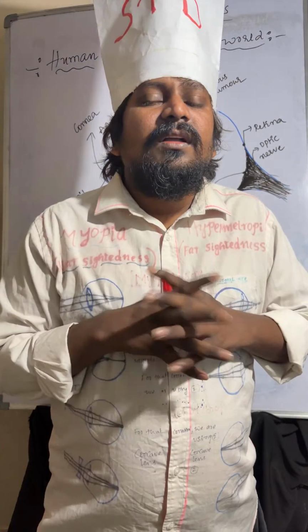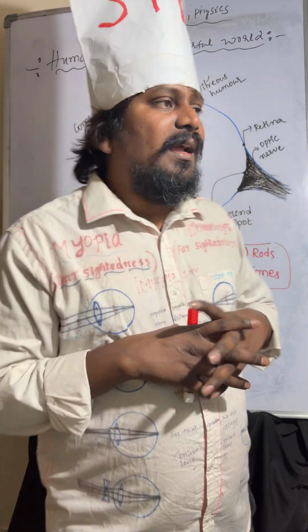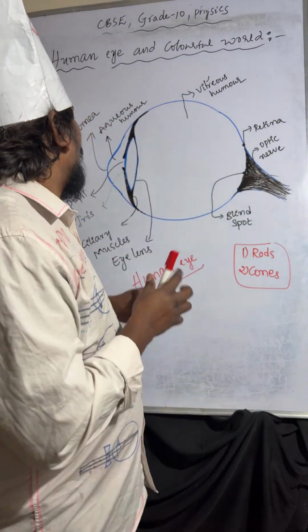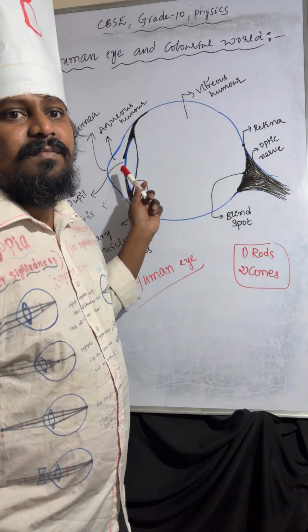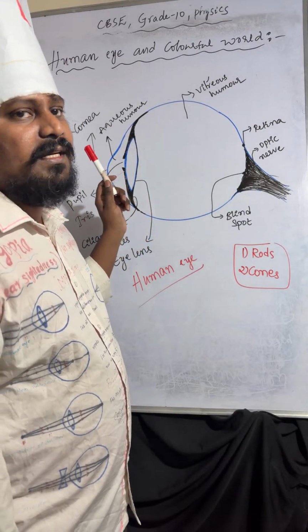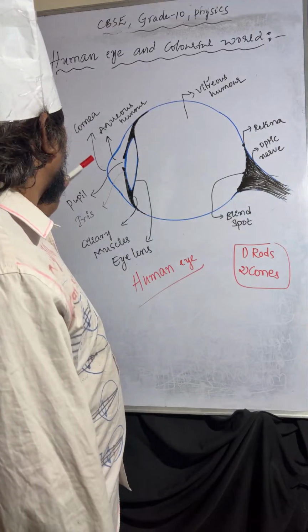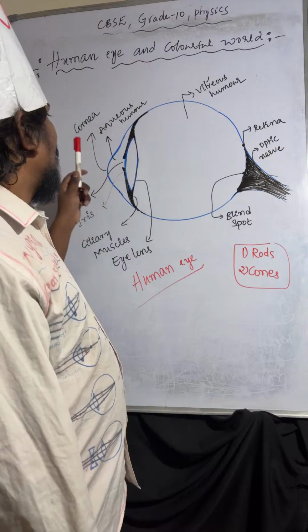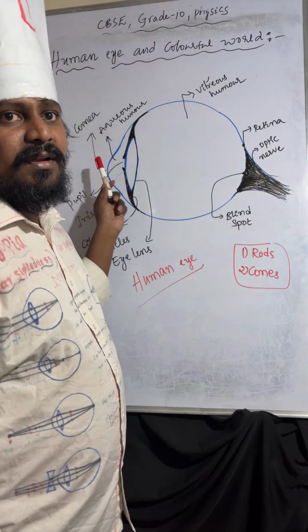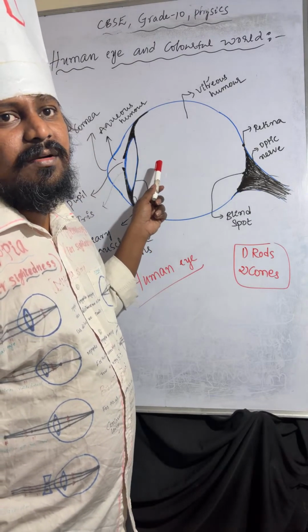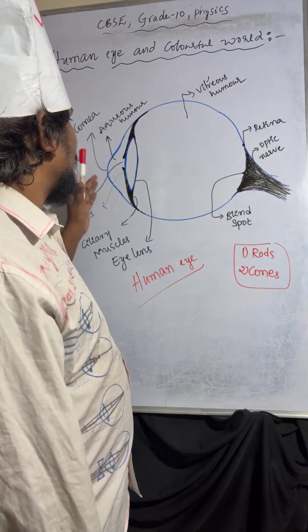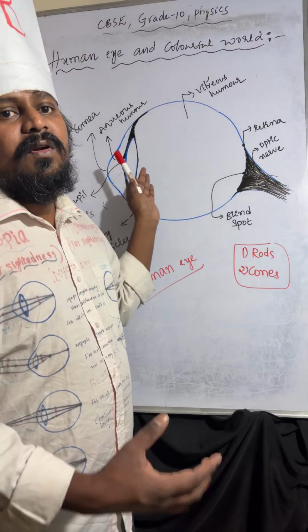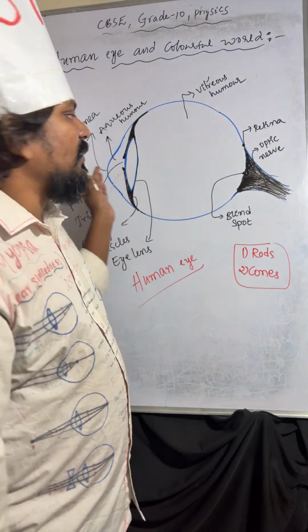So this is about the human eye, and we also discussed the parts of the human eye. Once again, the cornea is the front protective layer of the eye. Most of the refraction takes place at the cornea. The aqueous humor is a jelly type liquid present between the cornea and the eye lens. It provides blood and nutrition to the central cornea.